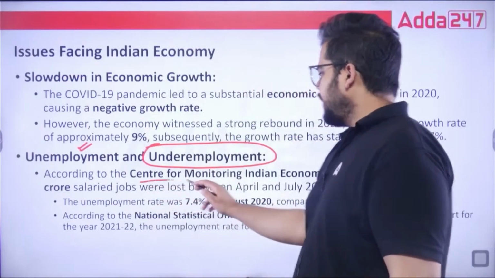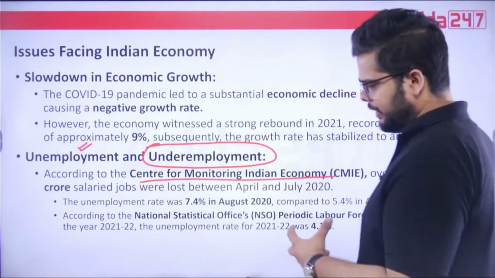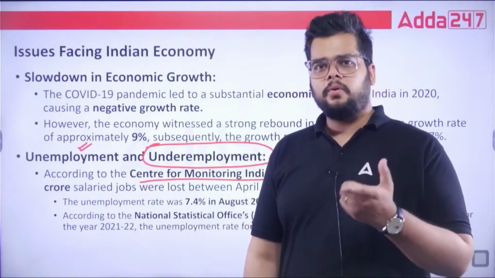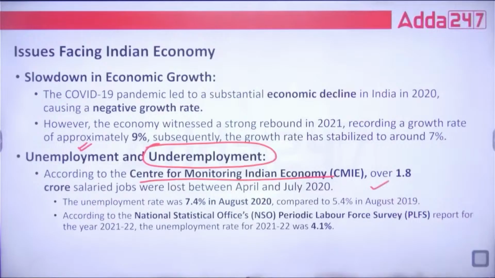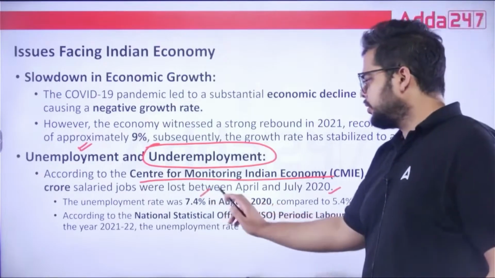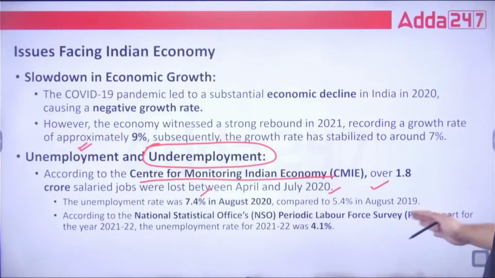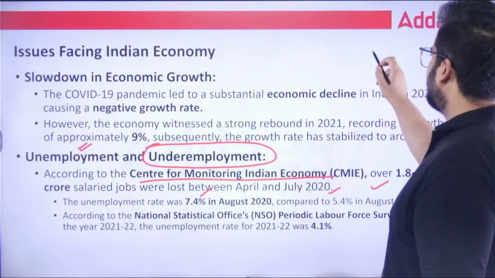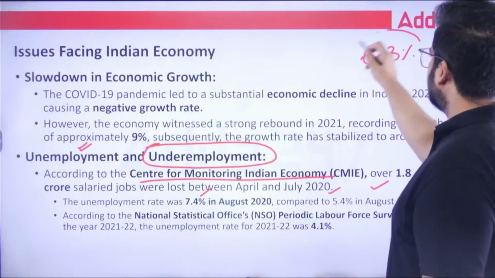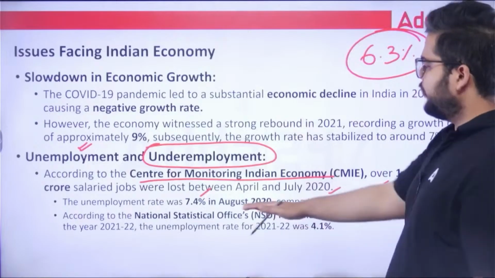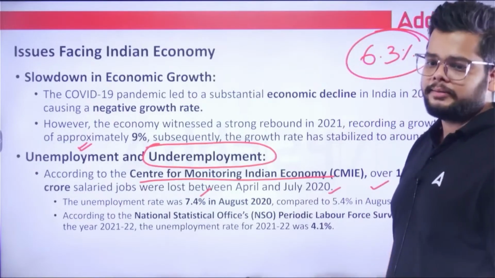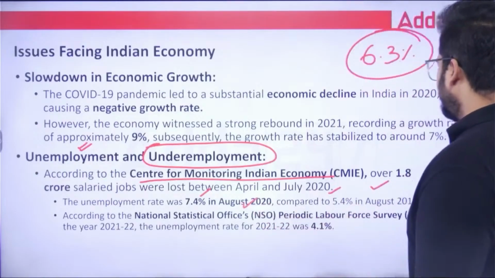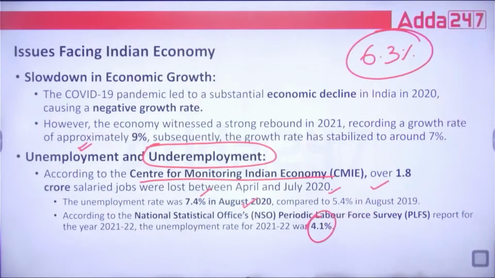For COVID-19, we have one important data point to highlight, showing how negative growth can impact employment and how the unemployment rate is interlinked with it. Over 1.8 crore salaried jobs were lost between April and July 2020. The unemployment rate in August 2020 was 7.4%. The latest data states that right now we have around 6.3% growth in employment generation. When you talk about the NSO's data for that period, it was 4.1% for the unemployment rate.